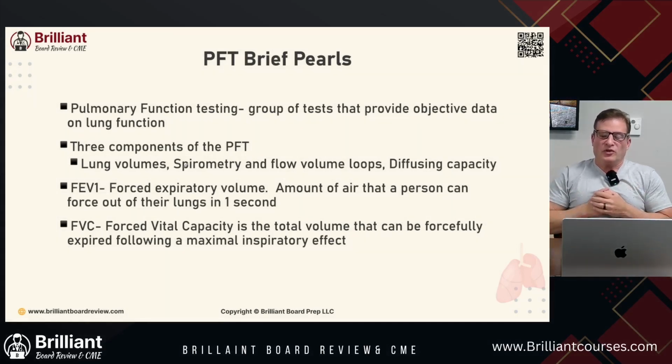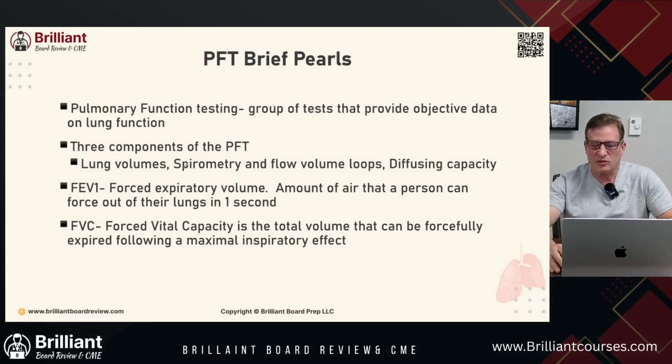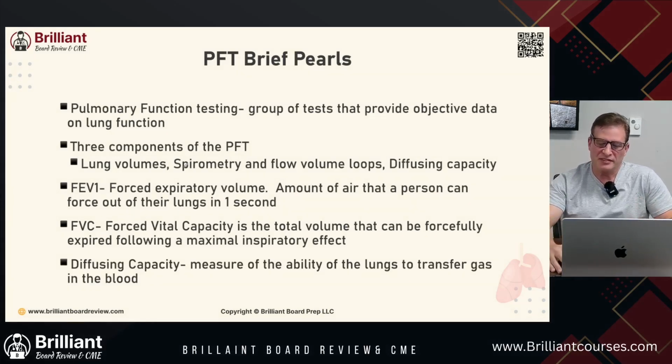So breathe in, that's why we have a great technique. Breathe in, breathe in, breathe in. Now hold it, now breathe out. That's how they get a great test going. Diffusion capacity measures the ability of the lungs to transfer gas into the blood.